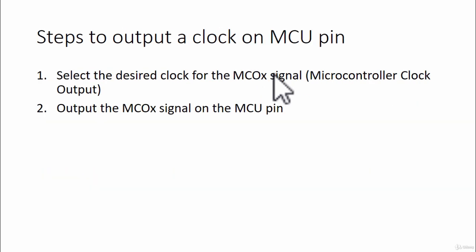There are two important steps you have to follow to do this exercise. The first one is to select the desired clock for the MCOX signal. There is a signal called MCO in the microcontroller, especially in the STM32 microcontrollers. MCO stands for microcontroller clock output signal. And step 2 is to output the MCOX signal on the microcontroller pin. That's it. When we code for this exercise, things will get clear. Don't worry about that.